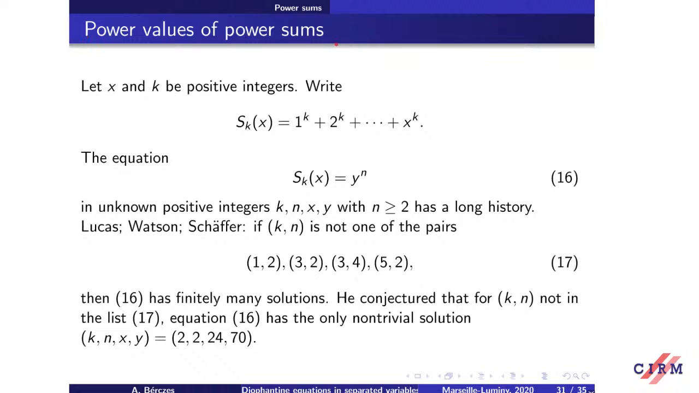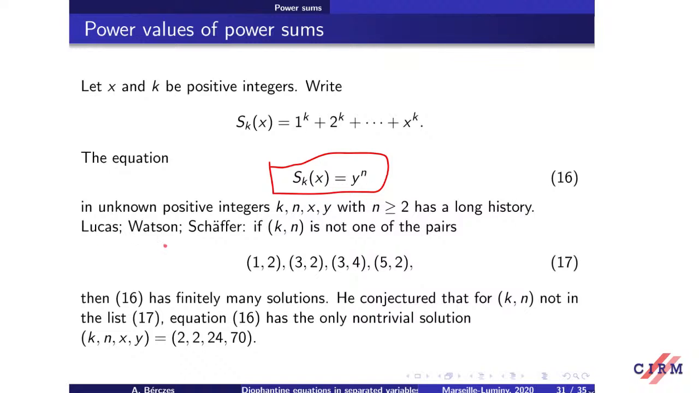However, I will switch to my third topic, power values of power sums. If we take S_k(x) = 1^k + 2^k + ... + x^k, this is S_k(x), and the problem is S_k(x) = y^n. This is a well-known and much investigated classical problem.